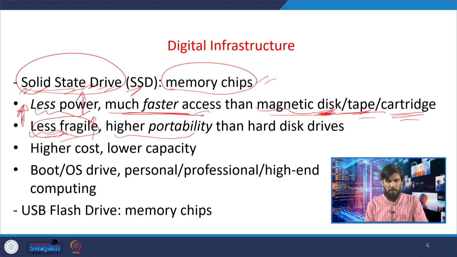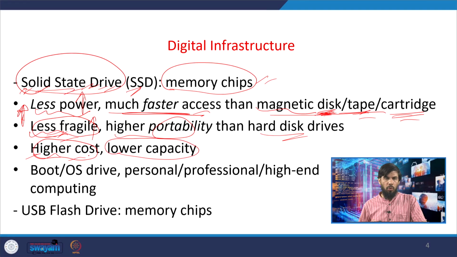So the two important points go in favor of SSD. Then higher portability than hard disk drive, because again less power and less fragile, so portability goes up. And we have less chance of damaging the disk when it is SSD in comparison to HDD, right. But what goes against it is the higher cost and lower capacity. That is why cloud vendors go for HDD, because they have to provide mass storage and free storage. SSD is faster but has higher cost and lower capacity.